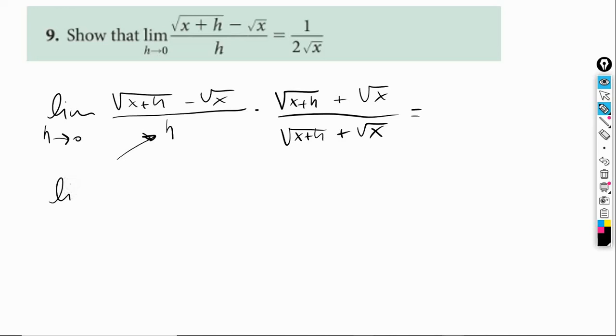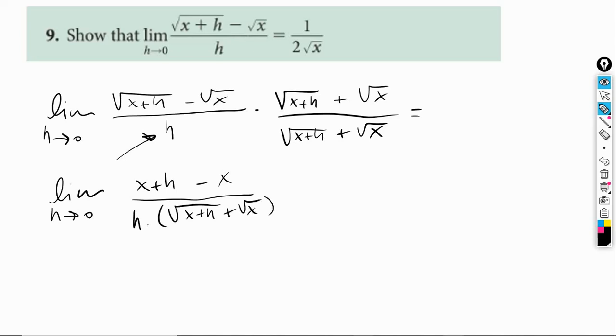So limit of the function as h approaches 0 for x plus h minus x, right? Because this is simply a difference of squares. And then below this, we're going to write h times the whole expression. We're not going to expand it or anything. Square root of x plus h plus square root of x. And obviously, these x's are going to cancel out. This is going to cancel out and become 1.